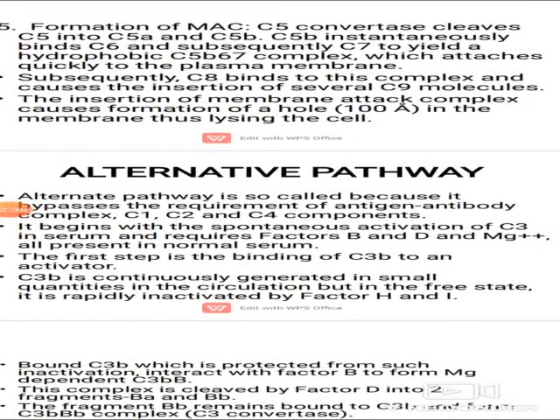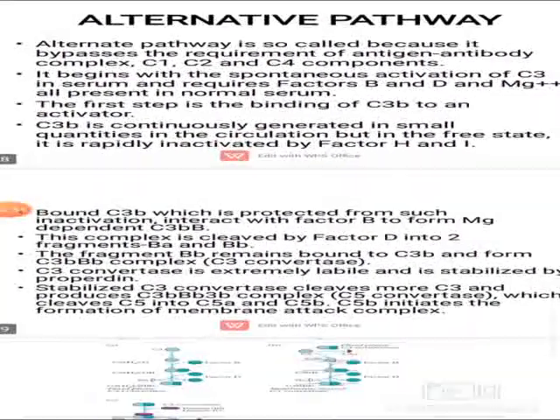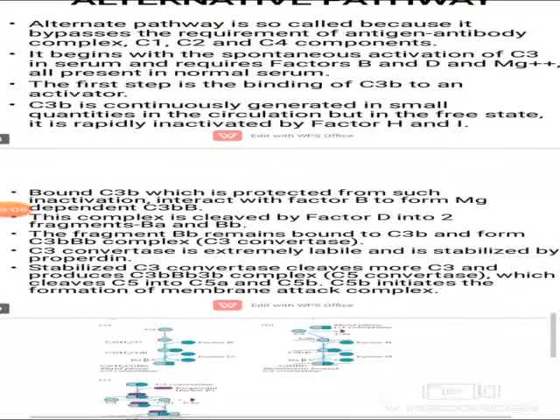The first step is the binding of C3b to an activator. C3b is continuously generated in small quantities in the circulation, but in the free state, it is rapidly inactivated by factors H and I. Bound C3b, which is protected from such inactivation, interacts with factor B to form a magnesium-dependent C3bB complex. This complex is cleaved by factor D into two fragments, Ba and Bb. The fragment Bb remains bound to C3b and forms the C3bBb complex, which is also called C3 convertase.